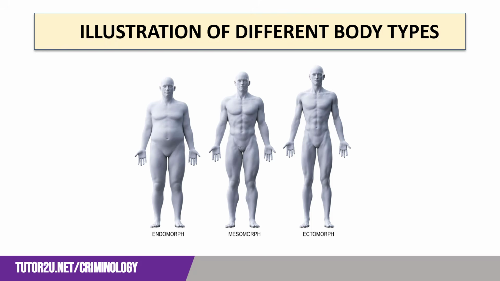If we compare the descriptions of the three somatotypes shown on the screen, we can see the distinct differences between Sheldon's body types. The shorter, slightly overweight endomorph and the taller, thinner ectomorph were seen as less criminal than the broad and muscular mesomorph. But to what extent is this a typical categorization of people's bodies today?